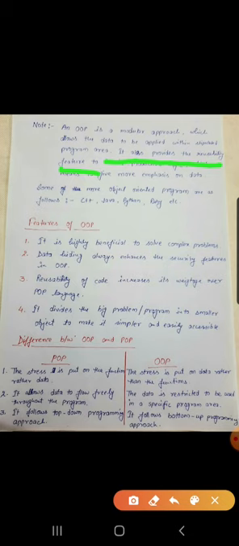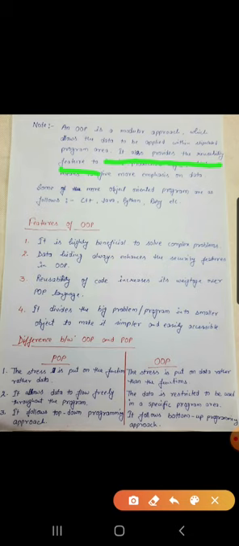Now some of the object oriented programming languages are as follows: C++, Java, Python, Ruby, and Eiffel, and many more languages are there, which we can say are object oriented programming languages.